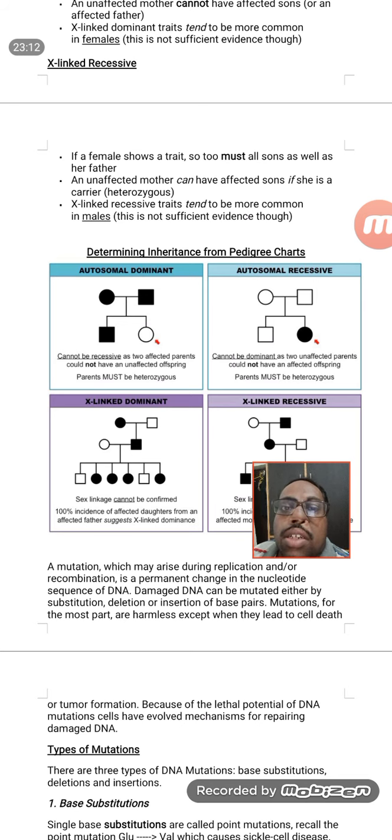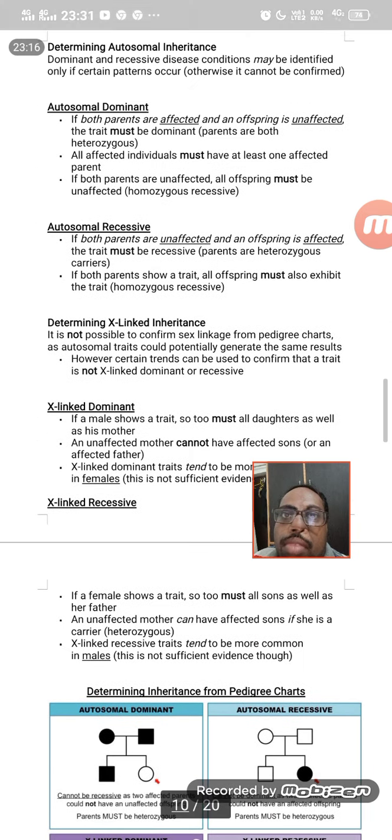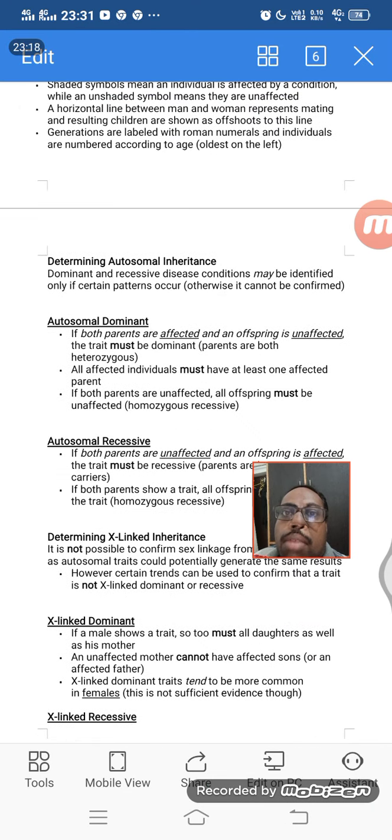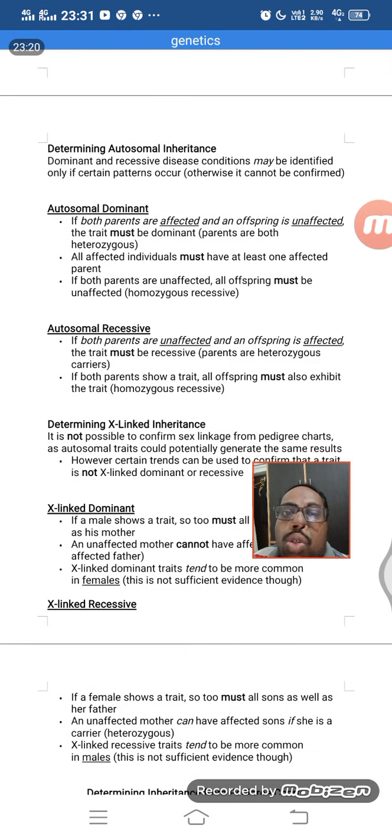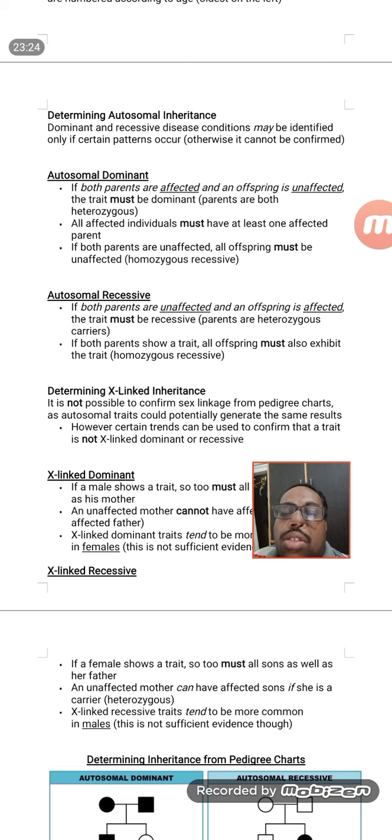So there are certain sets of rules given here. For example, if we want to determine whether a condition is autosomal dominant, there are some characteristics. These characteristics are not easy to memorize, but when you put them into practice, it becomes easier. I will give a worksheet for this particular pedigree.